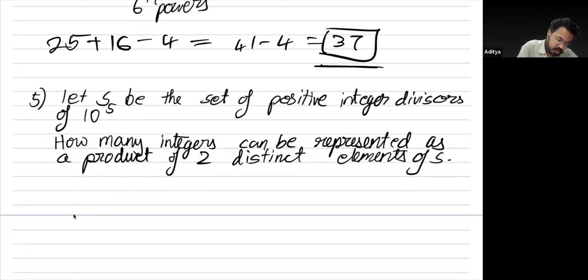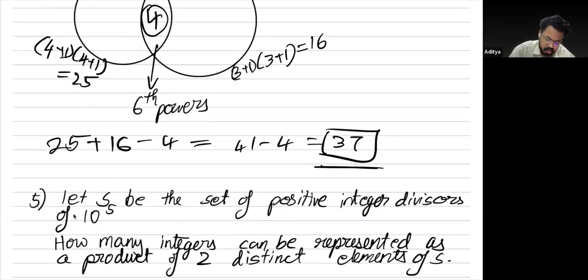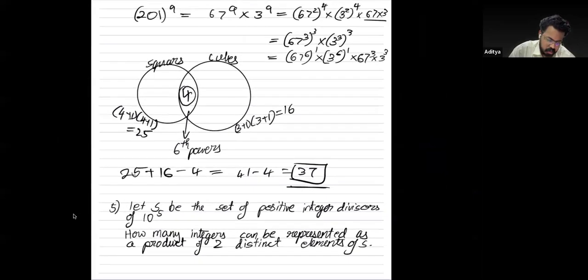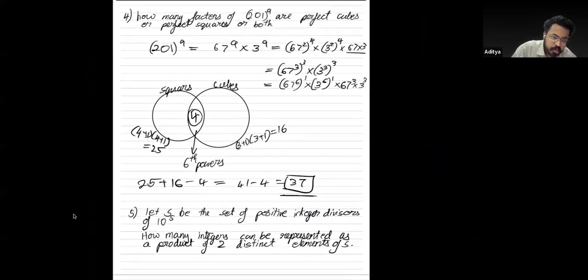Try question 5. Here I have a set S, that is the set of positive integer divisors of 10 to the power 5, or 100,000. Okay, Pushkal is asking something. Pushkal, 37 is the number of numbers that are perfect cubes or perfect squares or both. Okay, it's not neither.